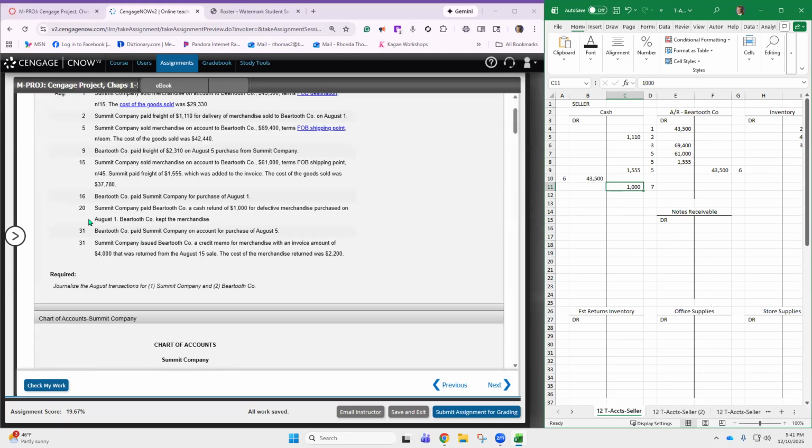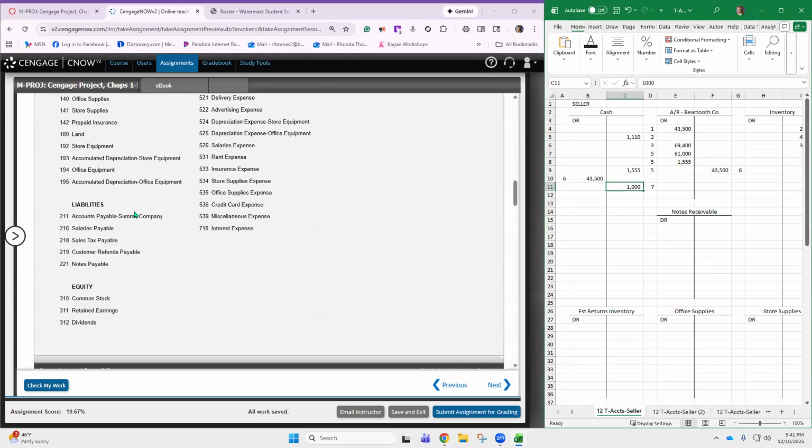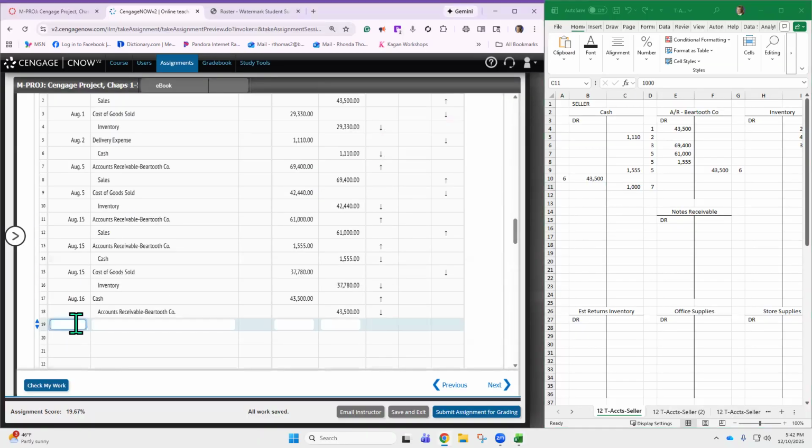Okay, so the seller's point of view. This is August 20th. Okay, for both sides, August 20th. So the seller is going to prepare the check and we're going to debit that customer refunds payable. Customer refunds payable. Okay. And down goes cash for what we're sending them. Okay. So I think that's okay.